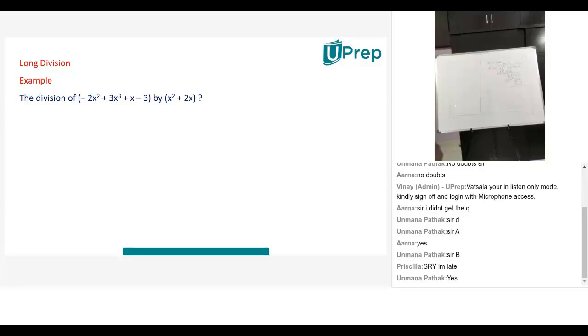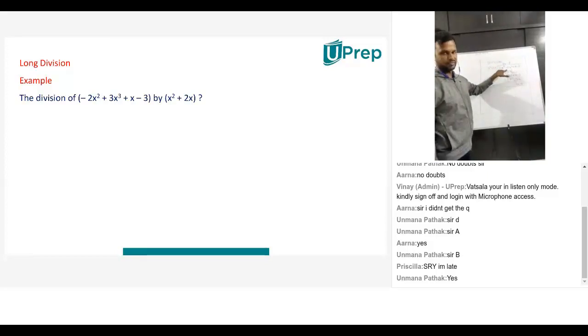Yes, sir. So children, what I'm trying to tell you is, I have an x square here. I have 3x cubed. When I multiply with 3x, this becomes 3x cube plus 2x into 3x is 6x square. Once I've got this, I have subtracted. So when I subtract, the 3x cube term will go off and plus will become minus. So minus 2x square minus 6x square will become minus 8x square. And this is as it is coming down.